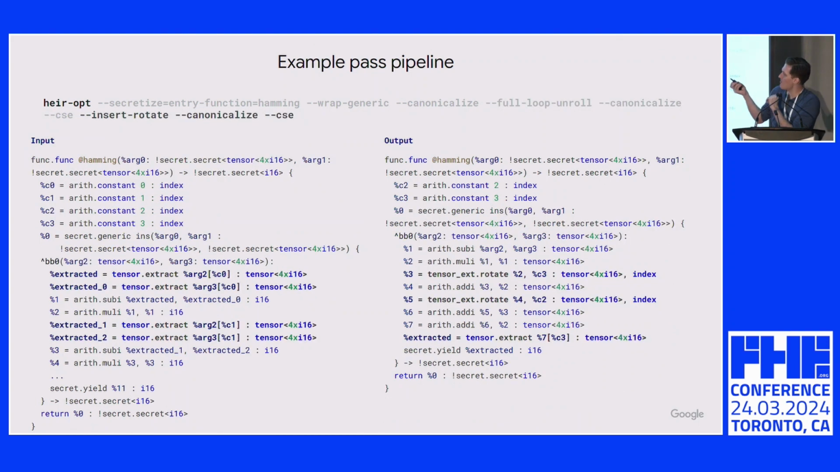Okay, so now we get to the insert rotate pass. This is the interesting thing that encapsulates some of the HEIR optimizations for BGV. So here we are looking at the scalar operations that extract something from a tensor. We're saying, okay, that's expensive in FHE, so we're going to turn that into just an addition of the entire vector.